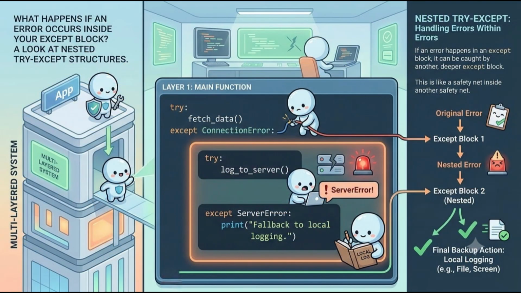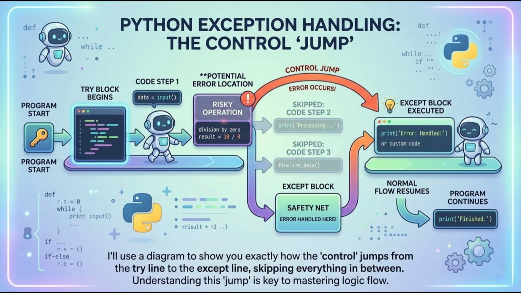What happens if an error occurs inside your except block? We'll look at nested try except structures. While they look complex, they are necessary for multi-layered systems like network requests. I'll use a diagram to show you exactly how the controller jumps from the try line to the except line, skipping everything in between. Understanding this jump is key to mastering logic flow.